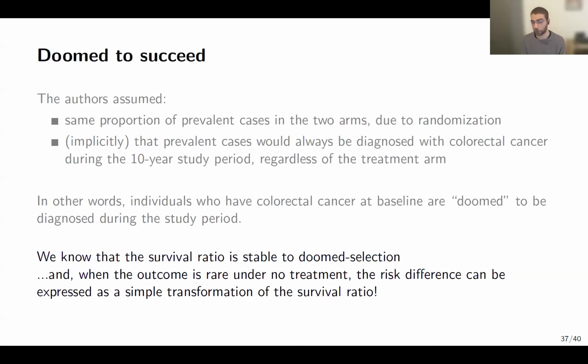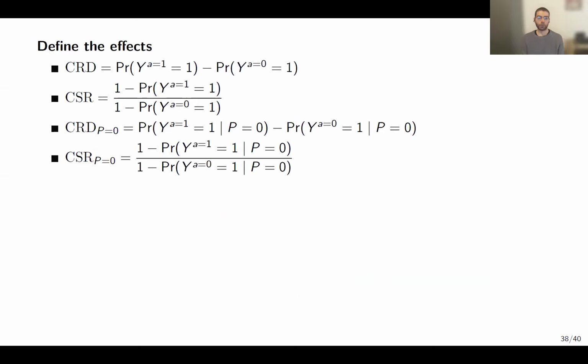But we know that the survival ratio is stable to doom selection, and we also know that when the outcome is rare under no treatment, the risk difference is a simple transformation of the survival ratio. So to be a bit more formal about it, we can define the causal risk difference as the difference between the probability of the outcome under treatment and the probability of the outcome under control, and the causal survival ratio, which is simply 1 minus the probability of the outcome under treatment divided by 1 minus the probability of the outcome under control, which is the same as the definition I gave above.